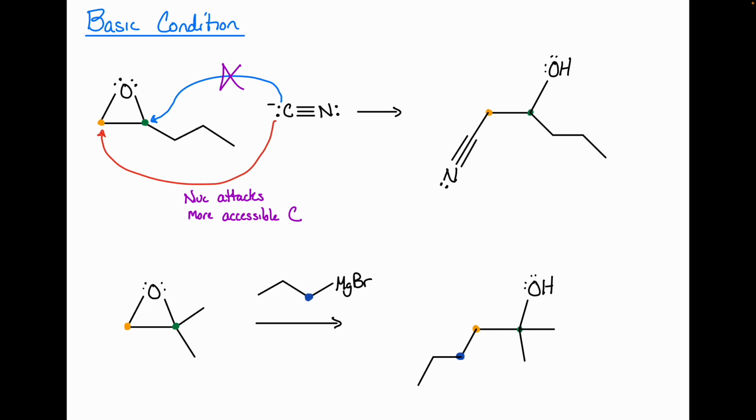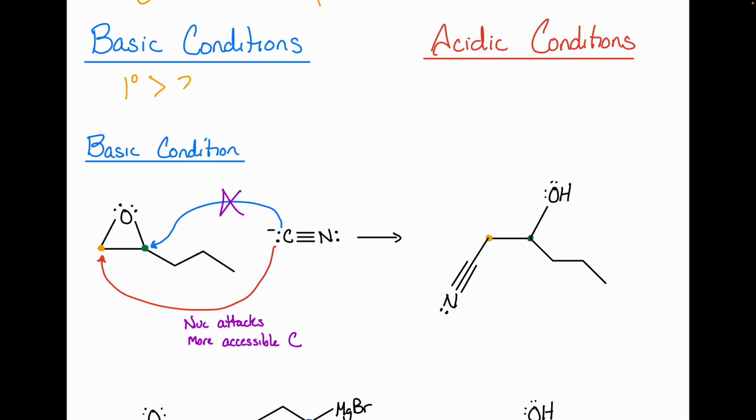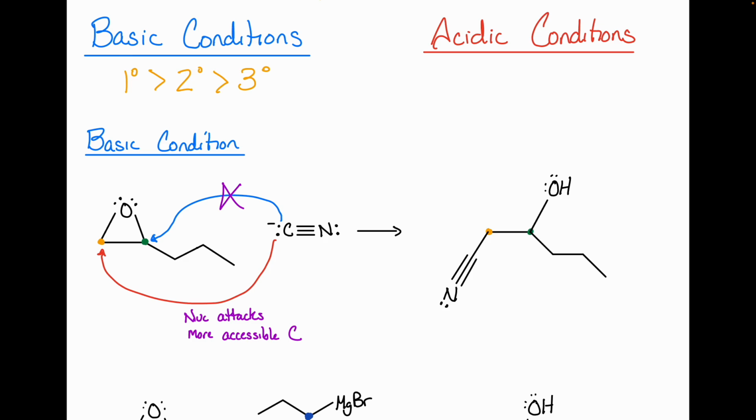Right, so as we said, we have that more accessible carbon being attacked. And so what we can kind of convince ourselves up in our examples here is that if we have a primary carbon, that's going to be the one that gets substituted. Our secondary carbon, if there's no primary, and then last on that list would be any tertiary carbons, right? So that's our regioselectivity under basic conditions.